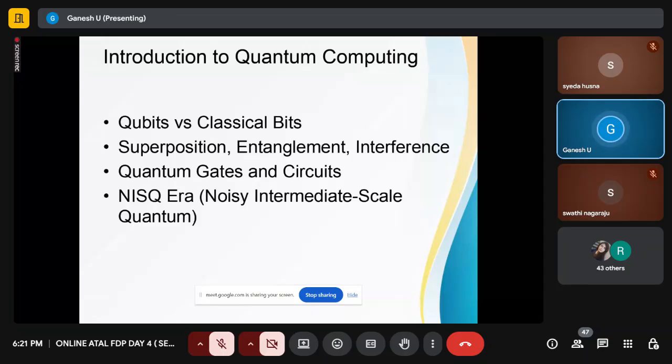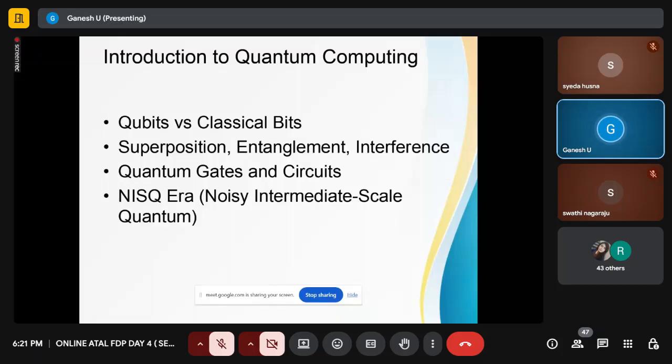So here, quantum computing, the main reason we are preferring this is the number of possibilities at a time. That is the main thing of superposition. That is one, superposition.